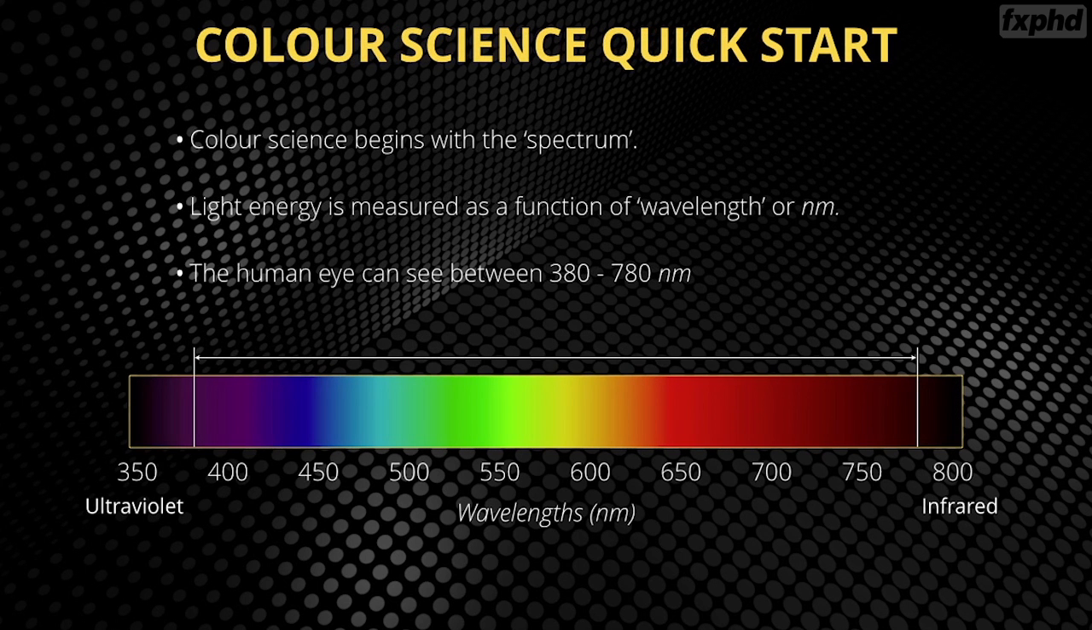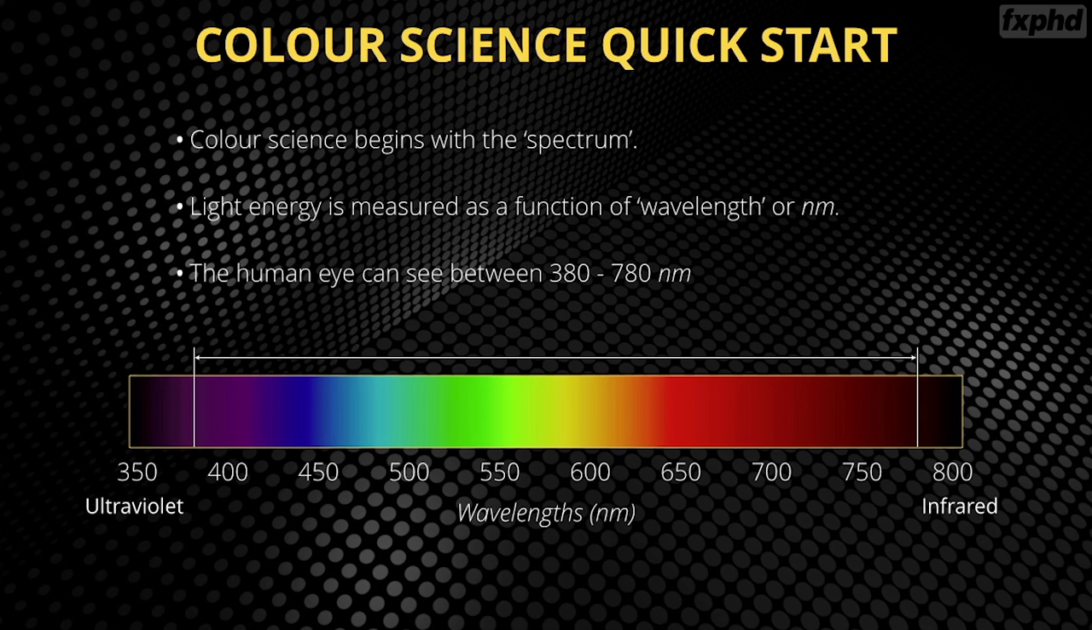Now, a good place to start in understanding all this is a bit of color science. So color science basically begins with spectrum, and that is the information regarding light. Light energy is measured as a function of wavelengths, or nm for short, and the human eye can see between 380 and 780 nm. You can see from this diagram, I've put those two white lines so you can clearly see what's going on. Either end of that is still information, but we're not able to see it under normal circumstances.